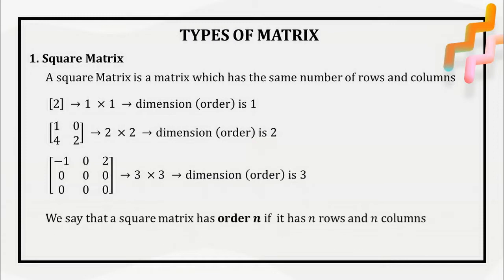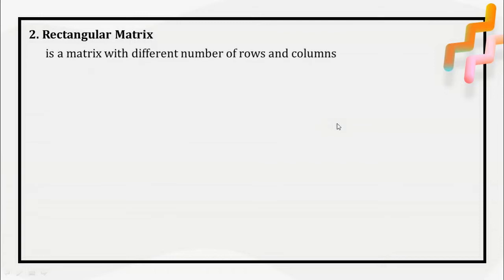Okay, we said that a square matrix has order n if it has n rows and n columns. Like I said before, if they have the same number of rows and columns, we can just say it has order n. Number 2, a rectangular matrix is a matrix with a different number of rows and columns.